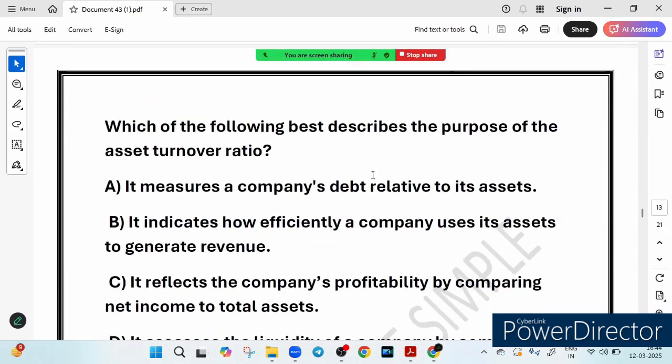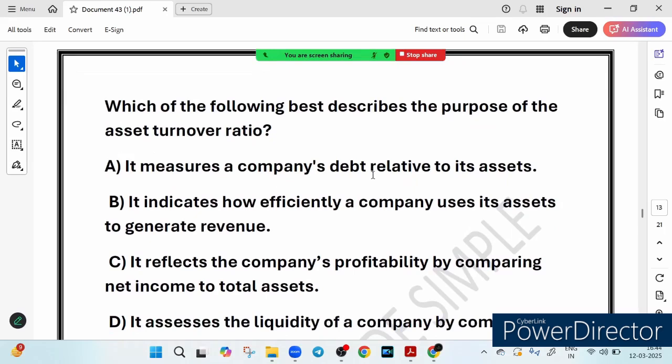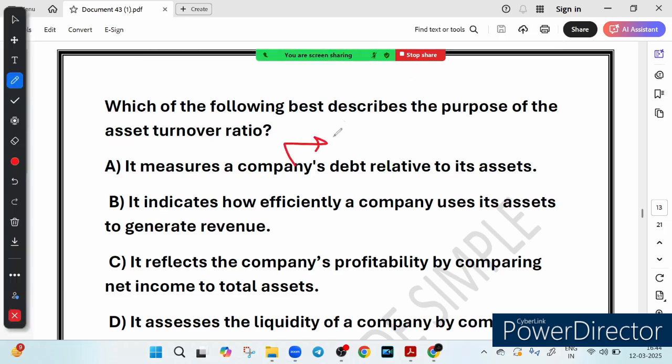Very, very important. Which of the following best describes the purpose of asset turnover ratio? Right, asset turnover ratio. So the question is, what does this ratio tell us and why is it important for businesses? Option number A suggests that it measures a company's debt relative to its assets. This describes the debt to asset ratio, right? The debt to asset ratio tells us how much of a company's assets are financed through debt. Let me give you an example to make it more clear.